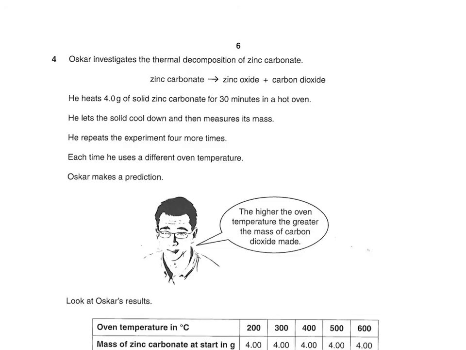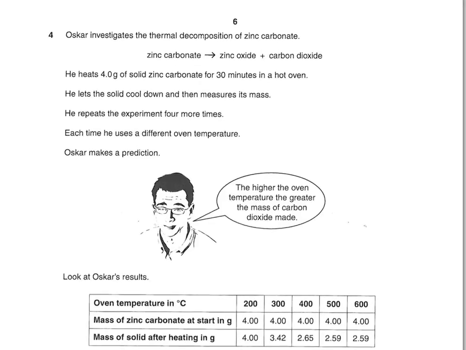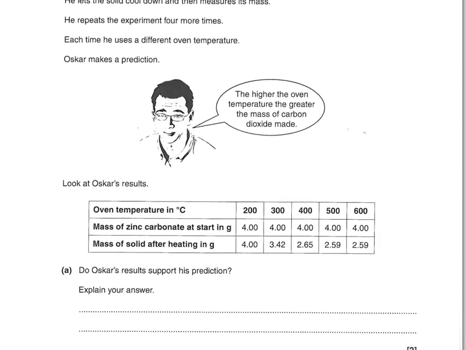Next question, Oscar investigates the thermal decomposition of zinc carbonate. He heats 4 grams of solid zinc carbonate for 30 minutes in a hot oven. He lets the solid cool down and then measures its mass. He repeats the experiment 4 more times. Each time he uses a different oven temperature. Oscar makes a prediction, and there's his prediction. He says the higher the oven temperature, the greater the mass of carbon dioxide made.